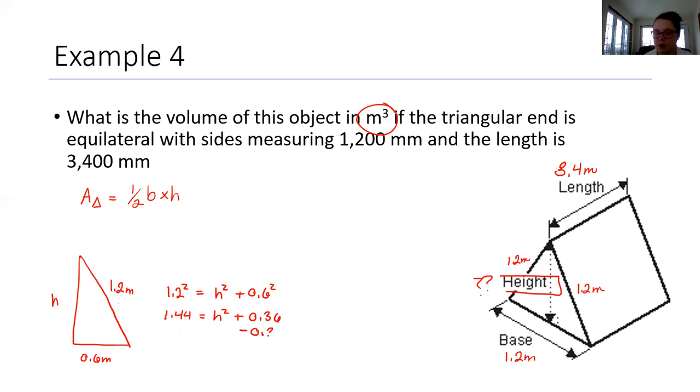Rearranging, we get 1.08 equals h squared, and then you take your square root. H is equal to 1.04 meters. The reason it's in meters is we switched all of our measurements to meters. Now we can go back and we can calculate our area. Now when I calculate the area of the triangle, I know that this height, that's the whole height, is 1.04 meters.